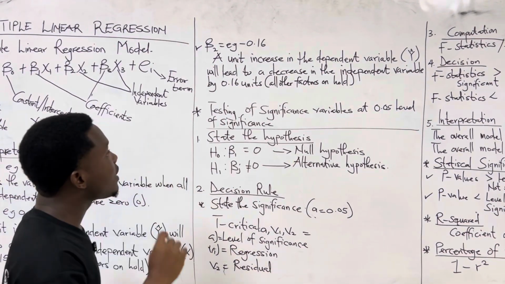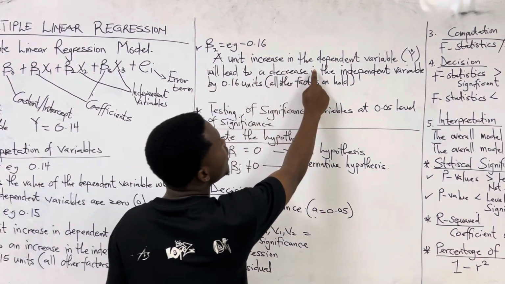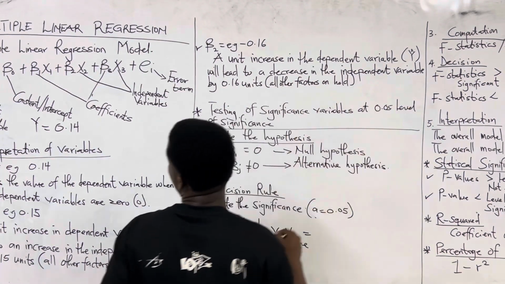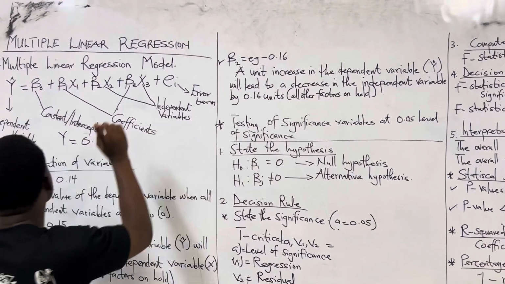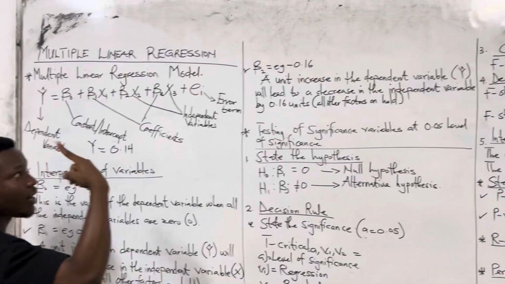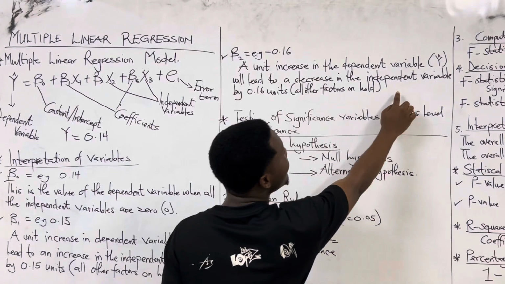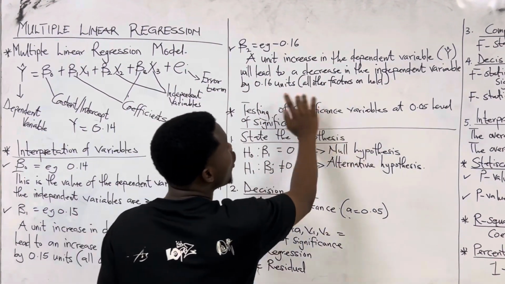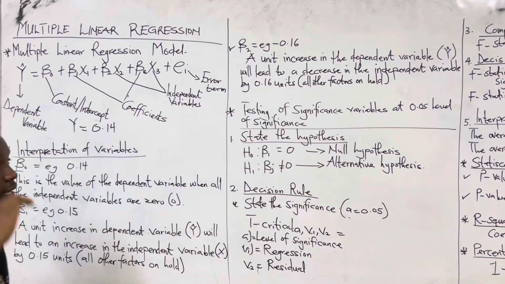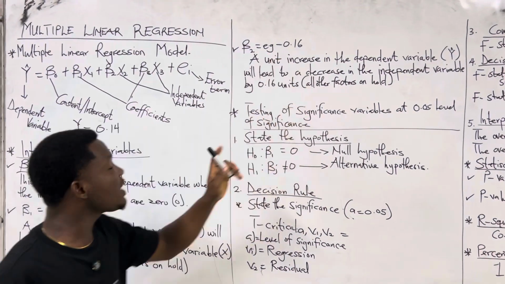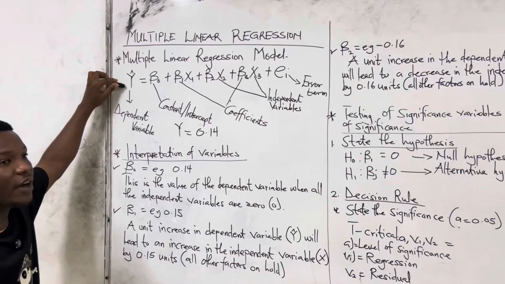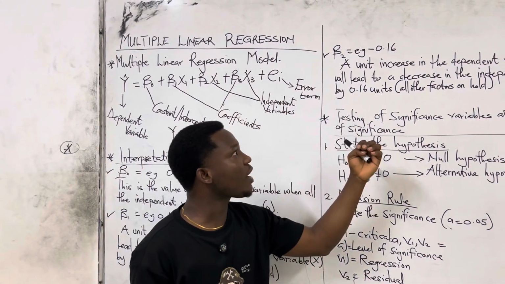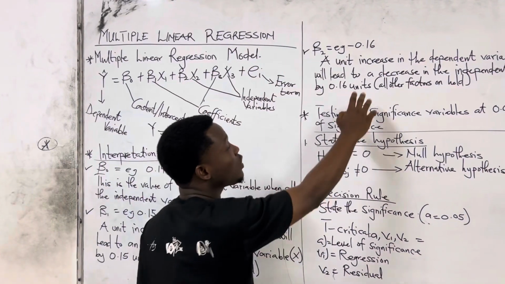We interpret it in the way that a unit increase in the dependent variable, which is the y variable, if this is increased by 1, it will lead to a decrease in the independent variable by 0.16 units, all other factors on hold. So this means that we have a negative figure. If this dependent variable is increased by 1, it will decrease our independent variable by 0.16, because it's negative.